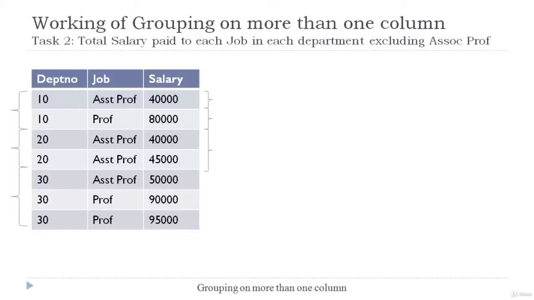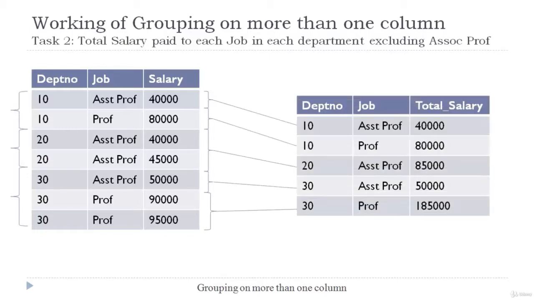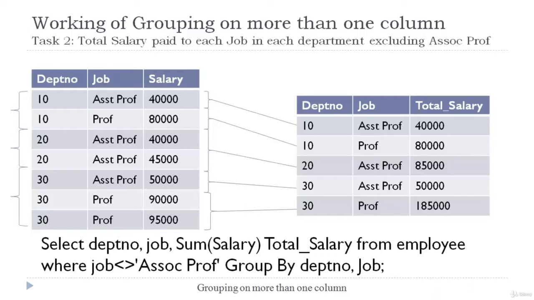The subgroup of assistant professor in department number 30 will contain only one record, while the subgroup of professor in department number 30 will have two records. After having each subgroup, the sum salary function will be applied on subgroups as shown here. And the query to perform this task will be: select department number, comma job, comma sum of salary from employee, where job is not equal to associate professor, group by department number, comma job.